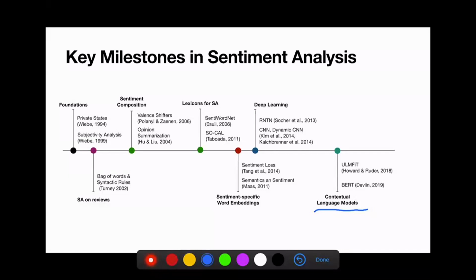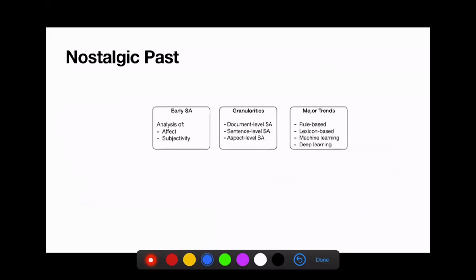So what about the past? The past is about early sentiment analysis, as we already explored: subjectivity, the definition of subjectivity, affect. Then it's about the different granularities, for example, document-level sentiment, sentence-level sentiment, and aspect-level sentiment. Then there are major trends which we could see in the past: rule-based, lexicon-based, machine learning, and deep learning.